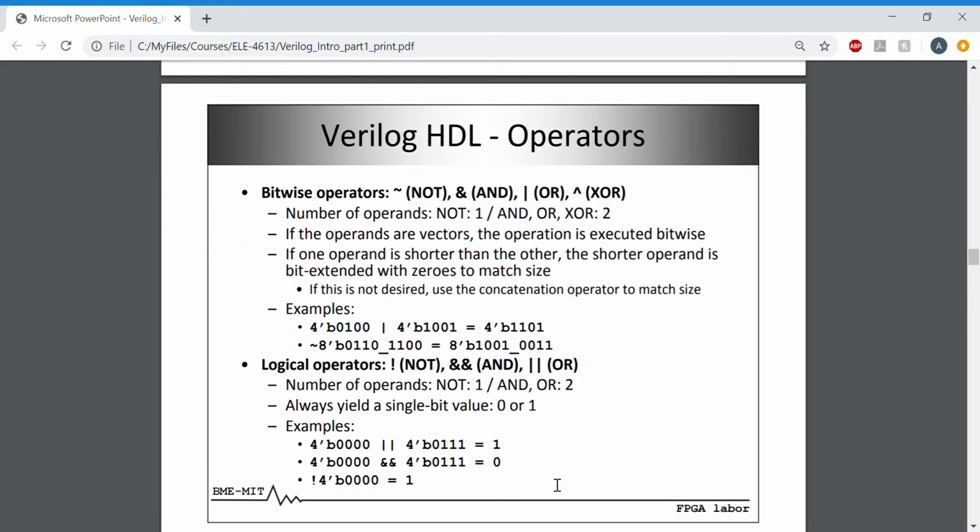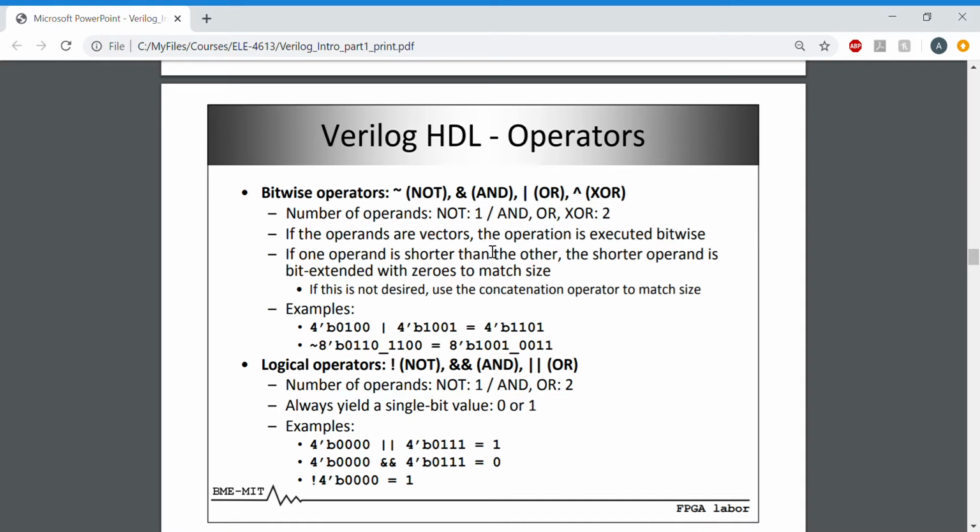Bitwise operators. What is a bitwise operator? They operate bit by bit. This is the not, and not is the tilde. This is the not symbol. This is the and symbol, this is the or symbol, and this is the XOR symbol. Regarding the number of operands, not has only 1 operand, and and, or, XOR have 2 operands.